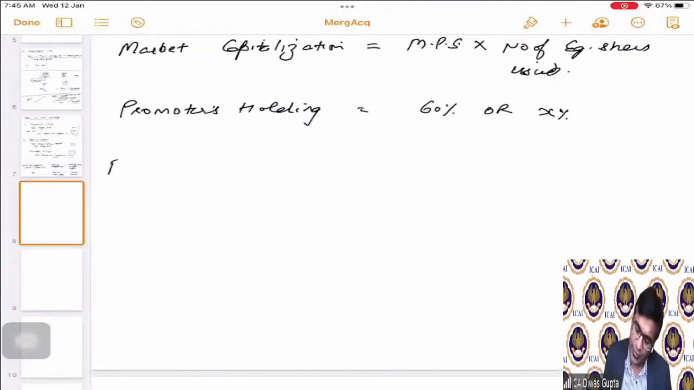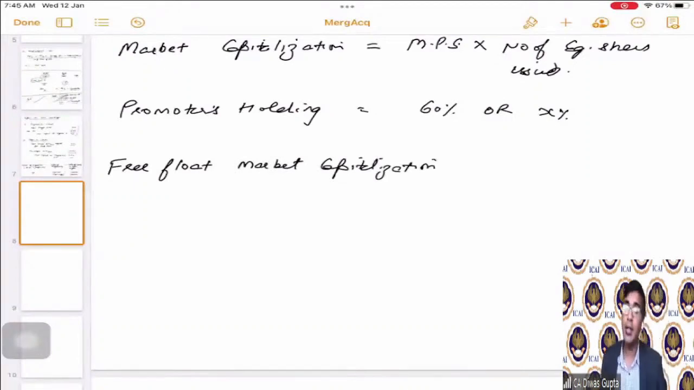So if the promoters holding is any X percentage and market capitalization is as per the above formula, there is a term called free float market capitalization. Now, students, what does free float mean? Free float means that whatever is held by promoters is not traded in the market, correct? Because otherwise promoters will lose. Promoters are not going to sell their stake. That is why they're called promoters. They will continue to build upon their stake. They will only sell the stake if they are in need of money, or they want to book some kind of valuation profit, correct? Then only promoters are going to sell.